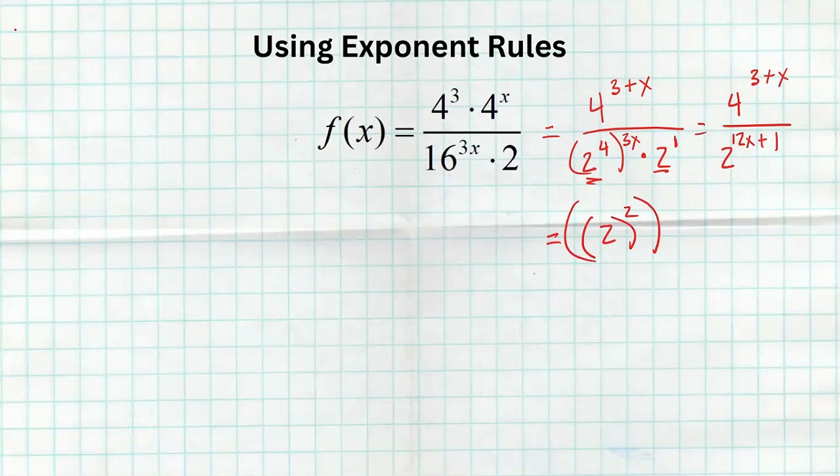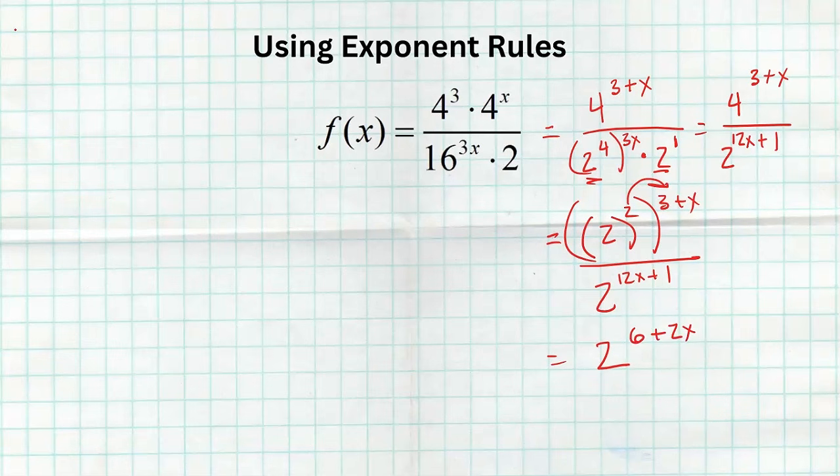And that 2 squared is all raised to the 3 plus x. And then the denominator, I have 2 raised to 12x plus 1. So now, on top, I have a power raised to a power. So I'm going to multiply. So that's 2 raised to the 6 plus 2x.